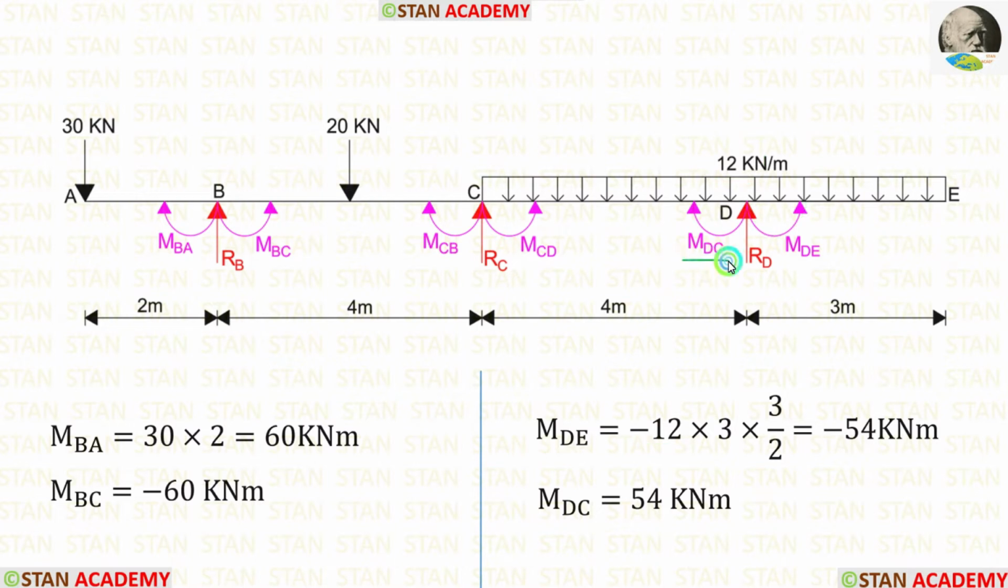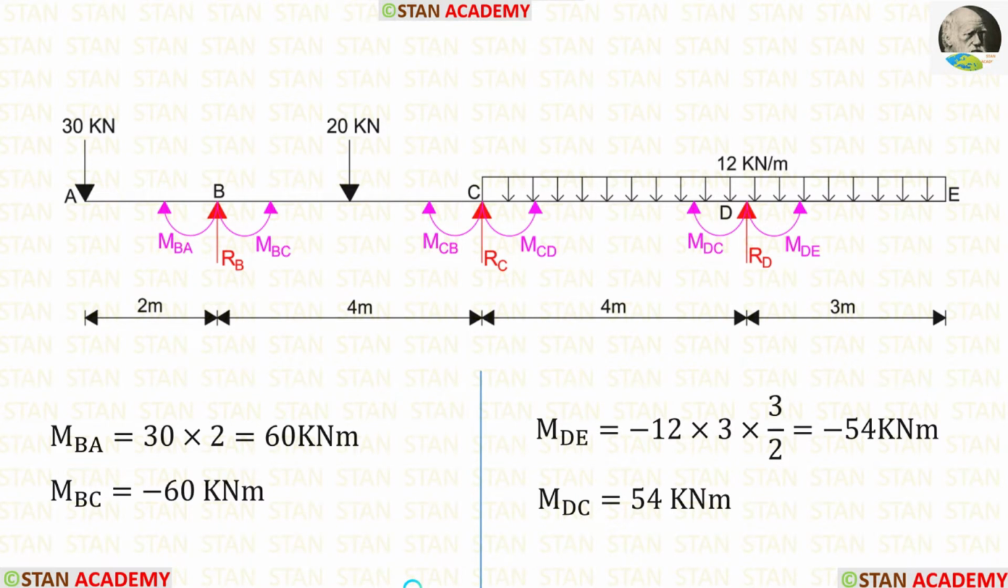The values of MDC and MDE will be same, but they will have different signs. MDE is negative because it is acting in the anti-clockwise direction. MDC should be positive because it is acting in the clockwise direction, but both of them will have the same values. With this concept, we can calculate MDC. We have to just change the sign of MDE. When we do that, we are getting MDC as 54 kN meter.